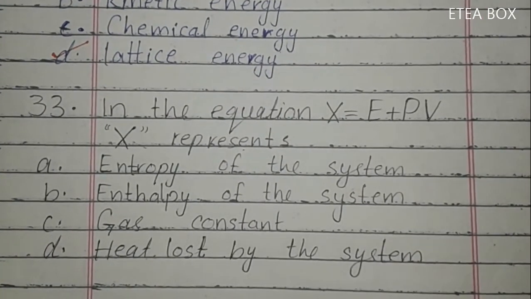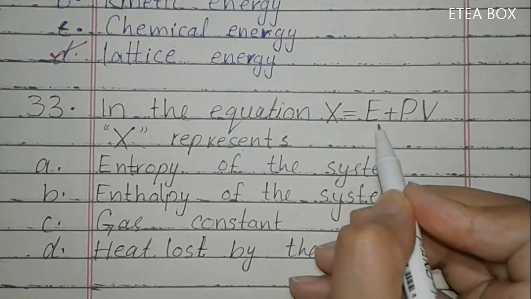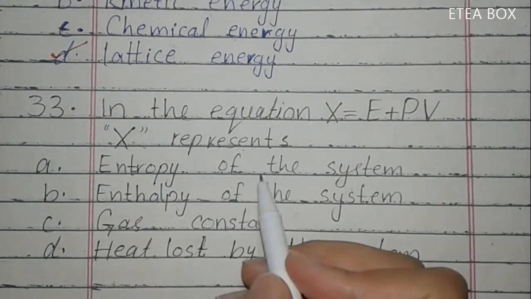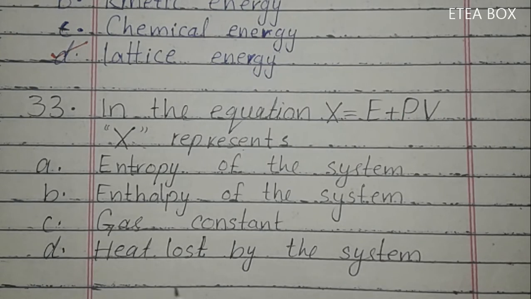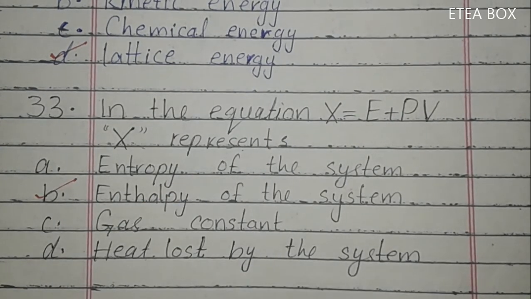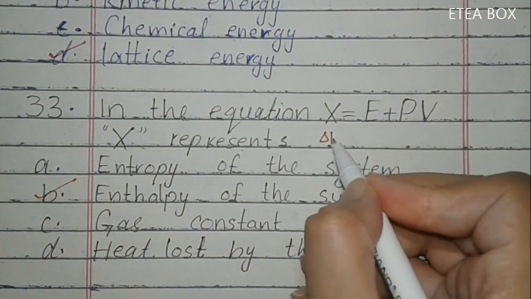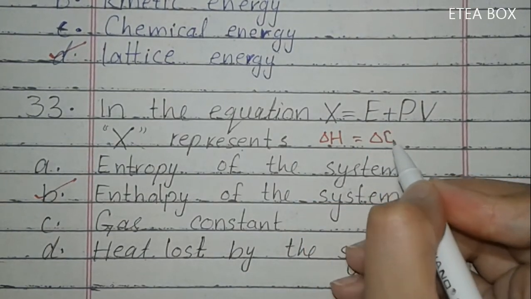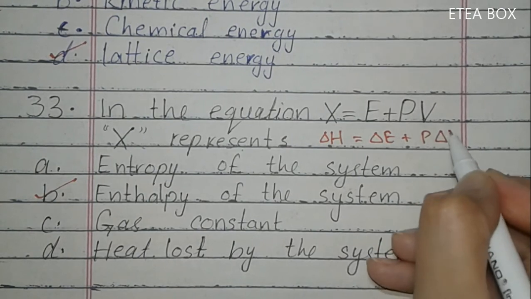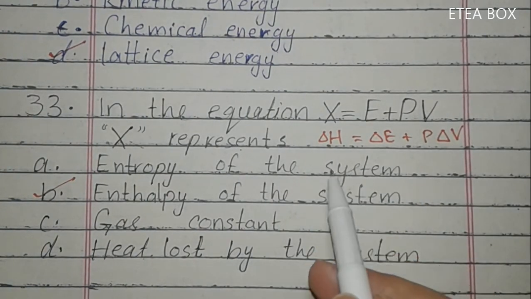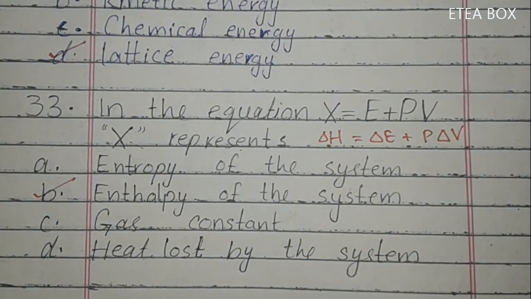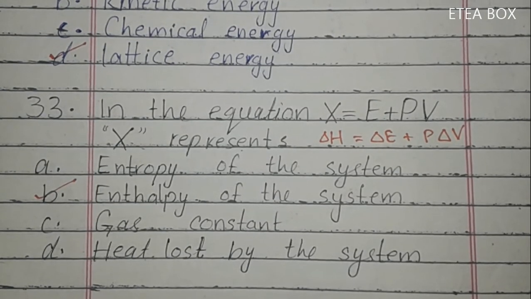Look, 33. In the equation H is equal to E plus PV, H represents the enthalpy of the system. Change in heat is equal to energy plus P and V. This is the enthalpy of the system at constant pressure. So this one was the last MCQ of thermochemistry.